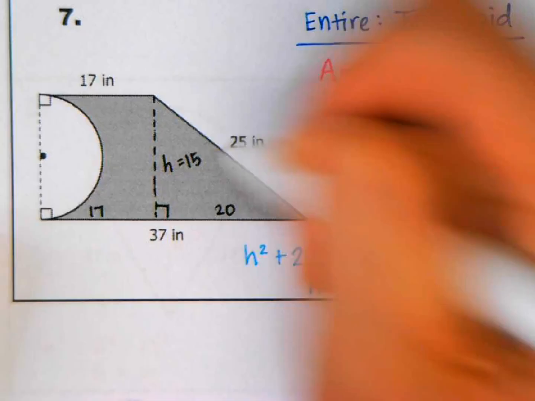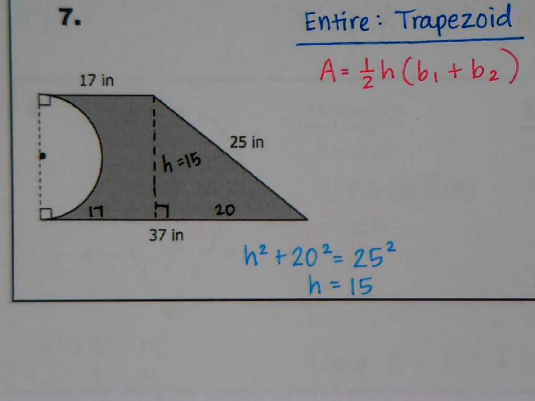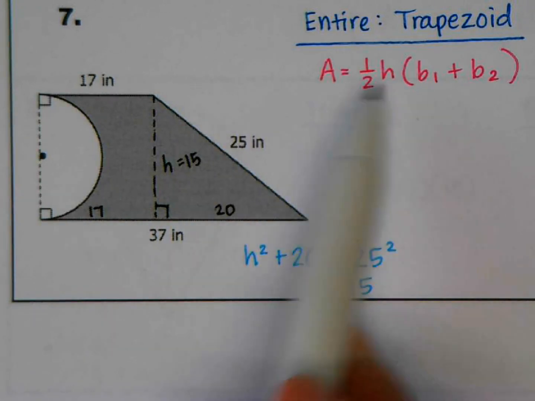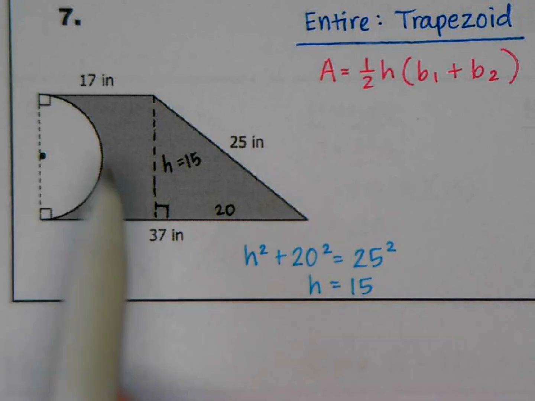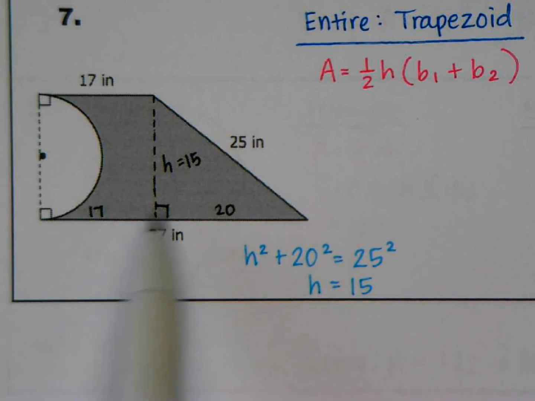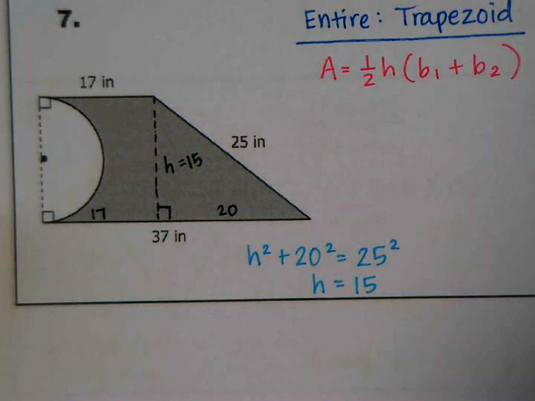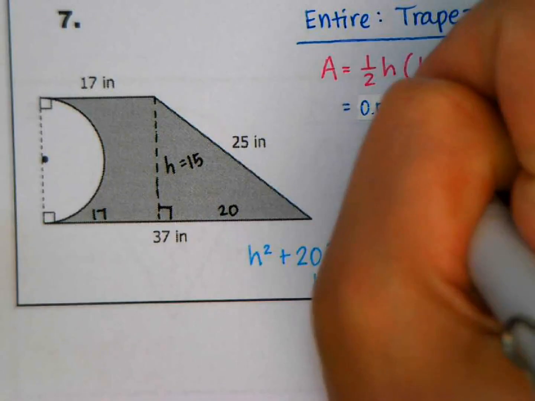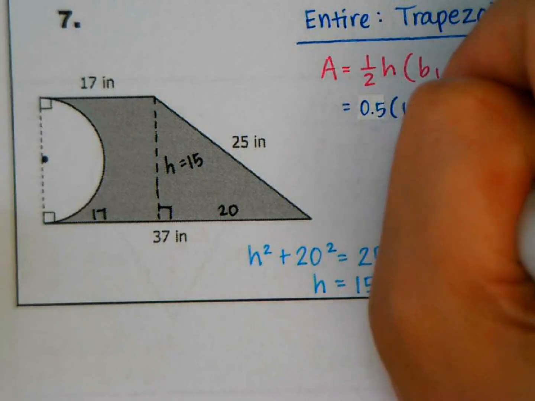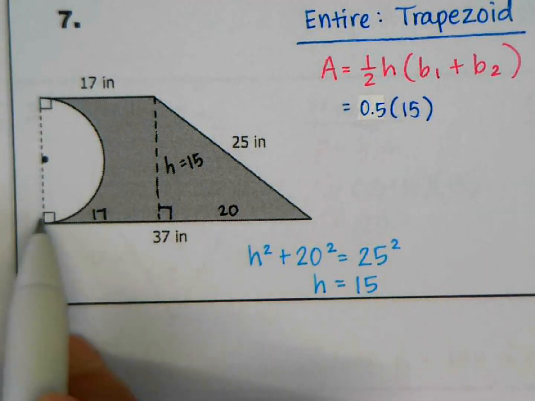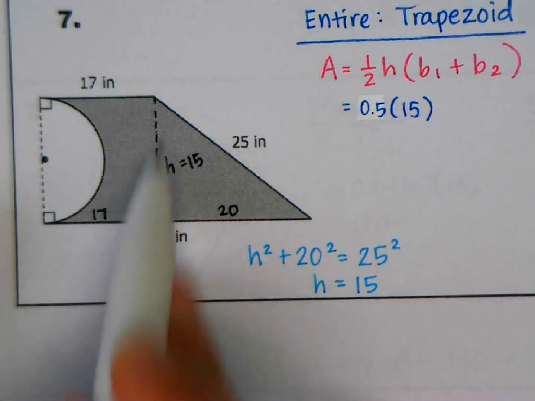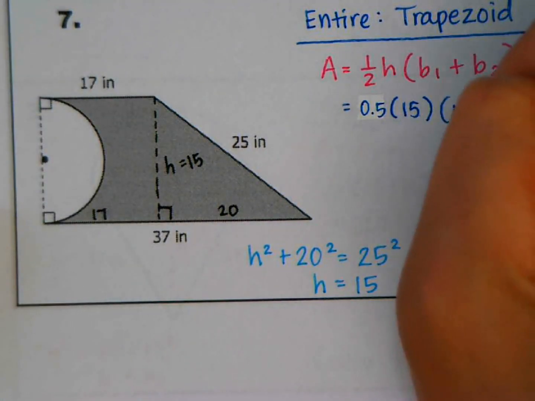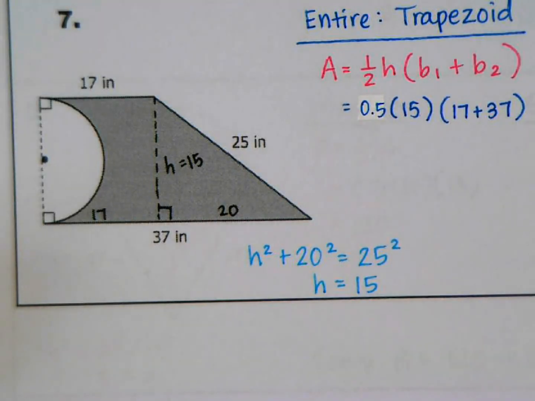So we have the height, that goes in there, and then we have the two parallel bases. It's going to be 17 and 37. So at this point, we could just ignore these two. Now let's plug it in. I like to do 0.5, so let me do that. 0.5, the height we found of 15, and our two bases that are connected by our height are 17 and 37. So 17 plus 37, is that 54? Should be. Anyways, if you do all of this, you get 405.